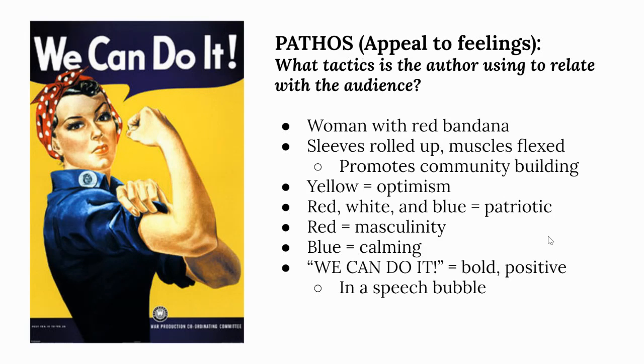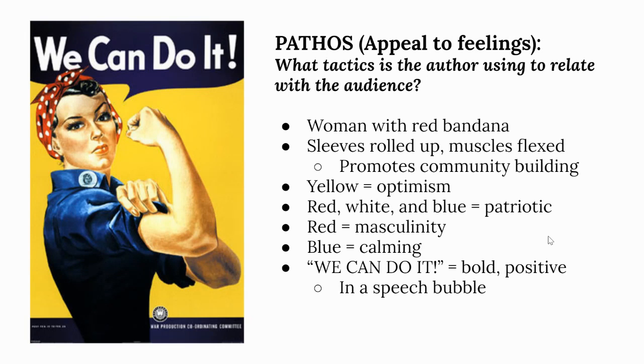Then when I look at the appeal to the audience, using emotion, thinking about the tactics that the producer uses, in this case J. Howard Miller, in persuading or relating with the audience, here are a few things that I discovered. The first thing is that we see this image of a woman who is wearing a red bandana, who has her sleeves rolled up. She's wearing a blue work uniform, and she's flexing her muscles, right? And if you look at her face, she has a very serious face, like she means business.